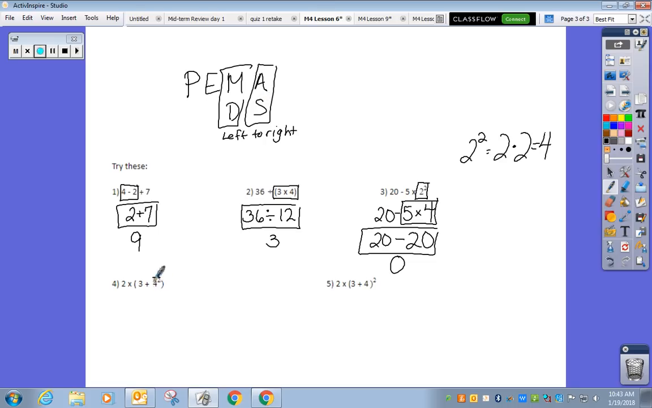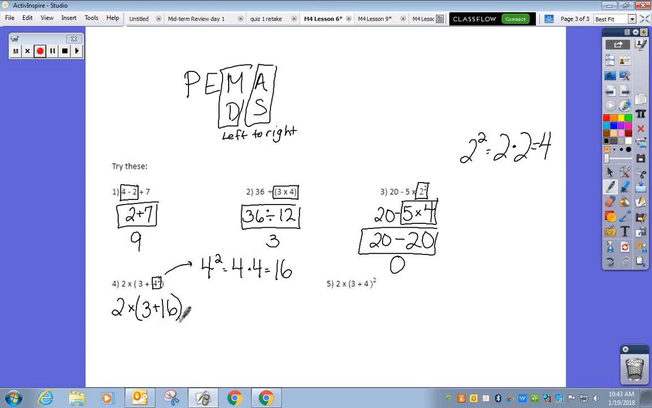So I'm just going to box in my exponent. I'm not boxing in those parentheses. They stay there until everything inside the parentheses is complete. So I'm going to copy everything before it, 2 times parenthesis 3 plus. I'm going to pull to the side to show my work for my exponent. 4 squared means 2 4's multiplied together. 4 times 4 is 16. Make sure you're using 16 and not 8. Put the 16 in and complete the parenthesis.